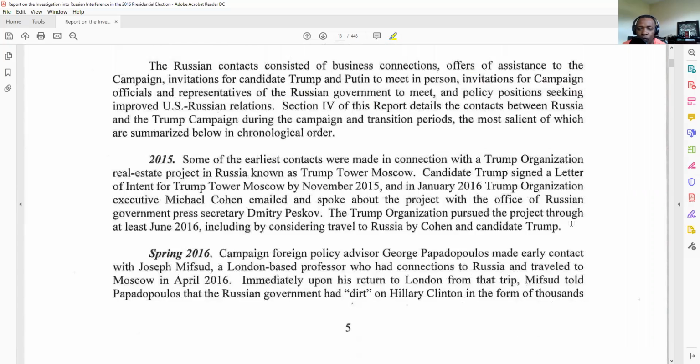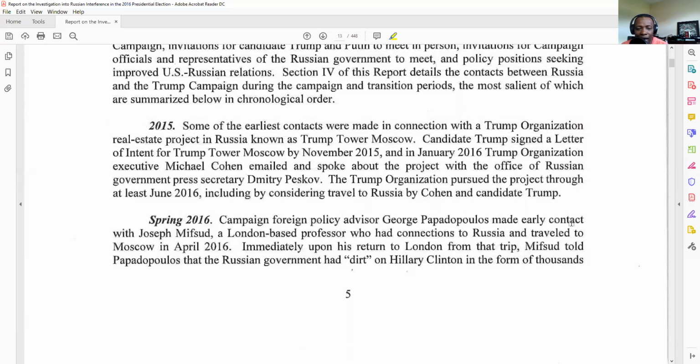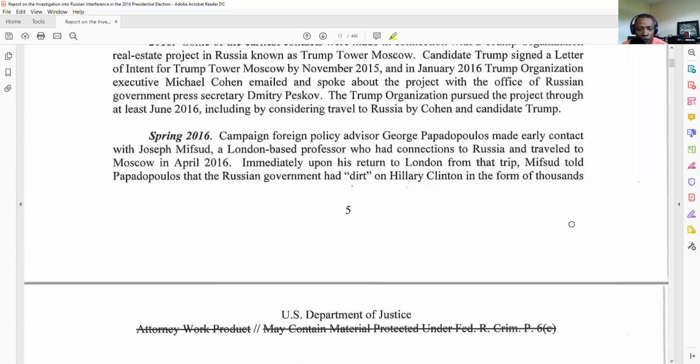Some of the earliest contacts were made in connection with a Trump Organization real estate project in Russia known as the Trump Tower Moscow. Candidate Trump signed a letter of intent for Trump Tower Moscow by November 2015, and in January 2016, Trump Organization executive Michael Cohen emailed and spoke about the project with the office of Russian Government Press Secretary Dmitry Peskov. The Trump Organization pursued the project through at least June 2016, including by considering travel to Russia by Cohen and candidate Trump.